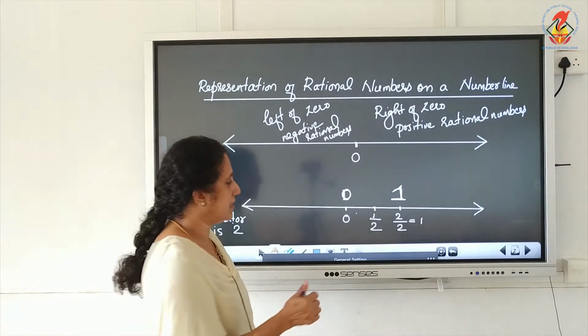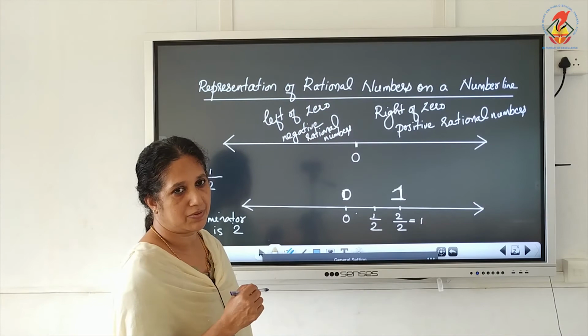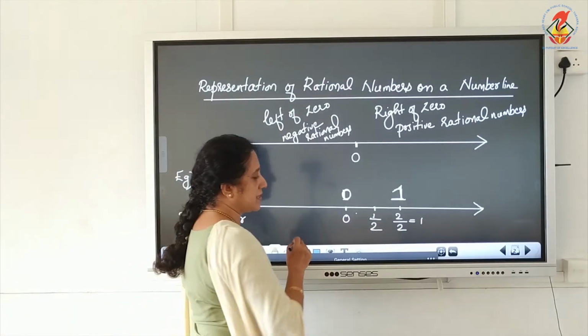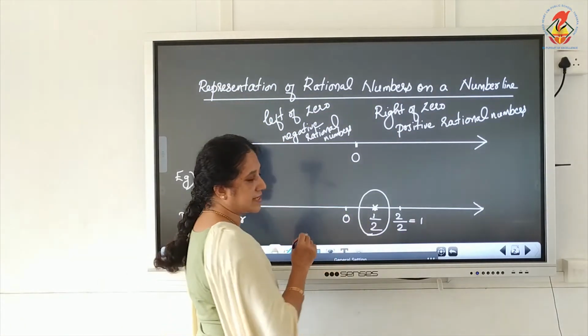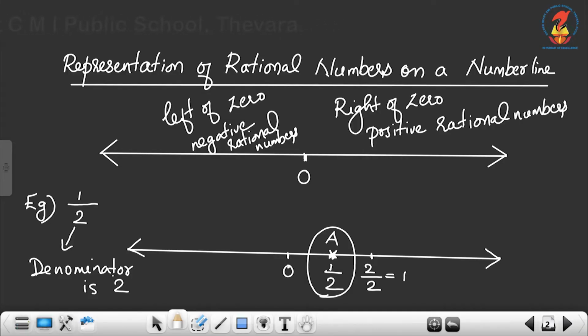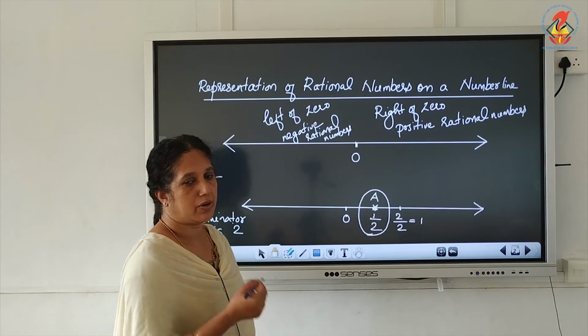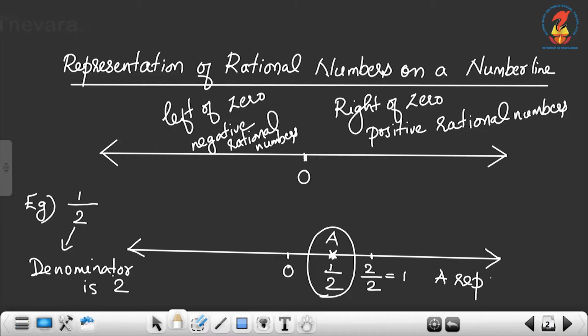Therefore, the meaning is that the distance between 0 and 1 is divided into 2 equal parts, and the first part will represent the rational number 1 by 2. So, we can circle it. This point represents the rational number 1 by 2, or if you want you can give a name to this point also. You can use any letter, capital letters, A, and we can say that A represents 1 by 2.